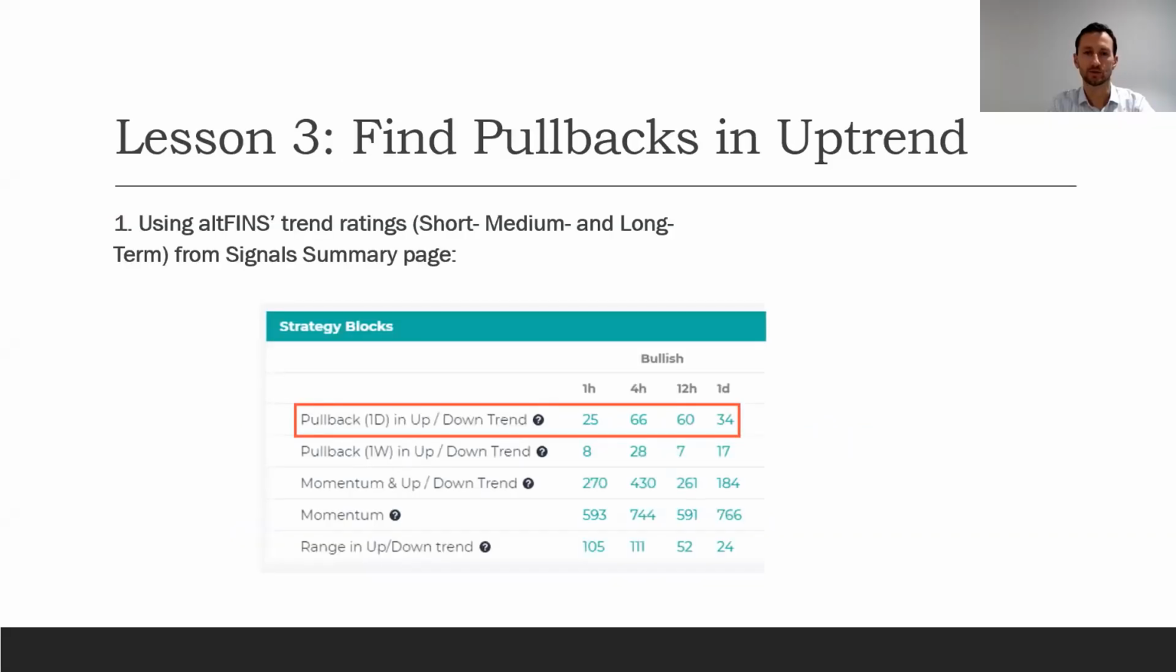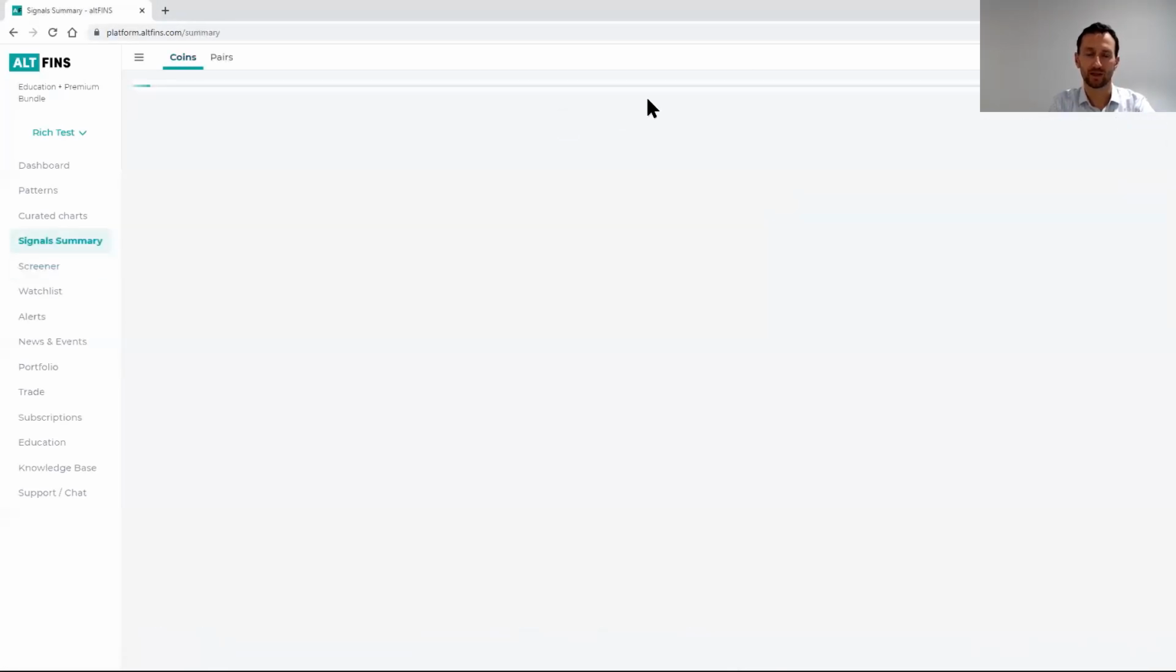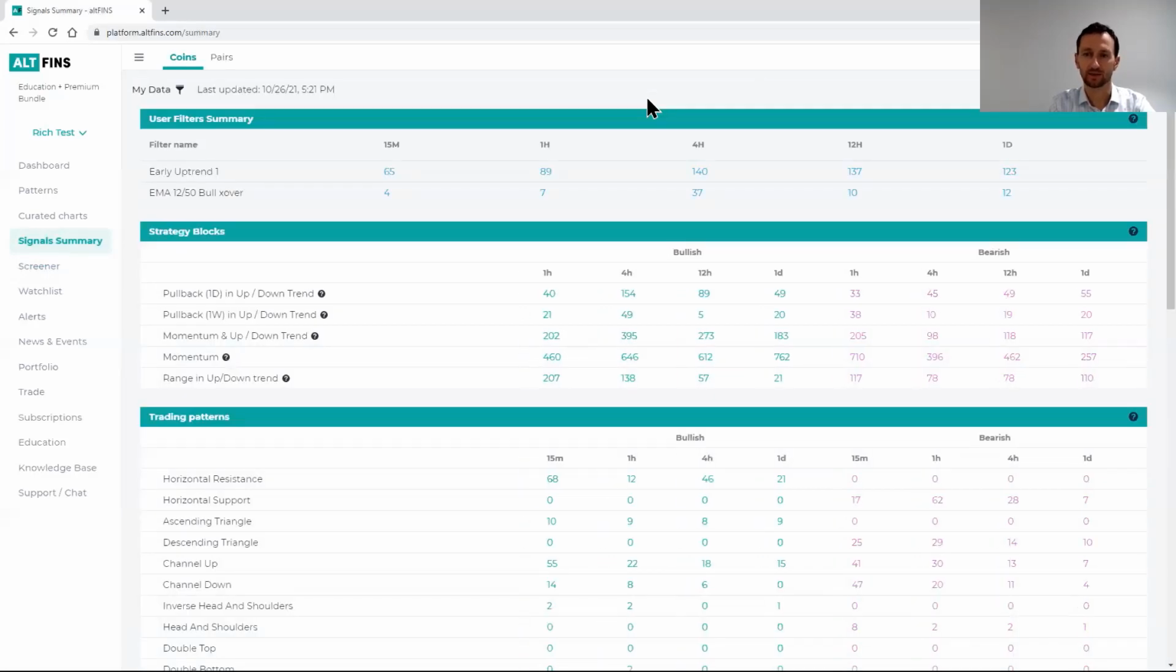There are a few ways to find the pullbacks in an uptrend on our platform. Let's now switch to the platform. One way is to use the trend ratings, the short-term, medium, and long-term, on the signal summary. In fact, our signal summary has this strategy predefined. Now, there are many ways to skin the cat and many ways to find these opportunities.